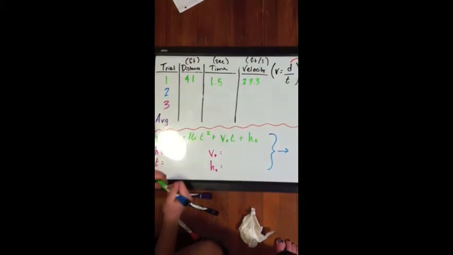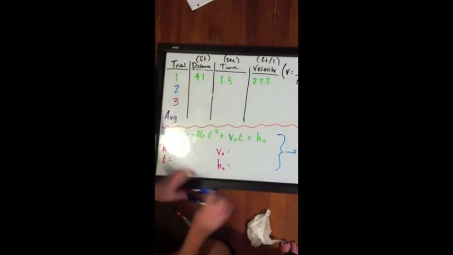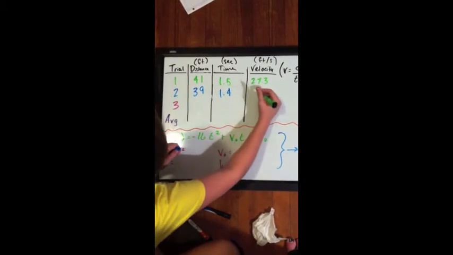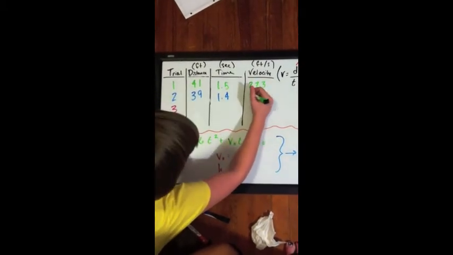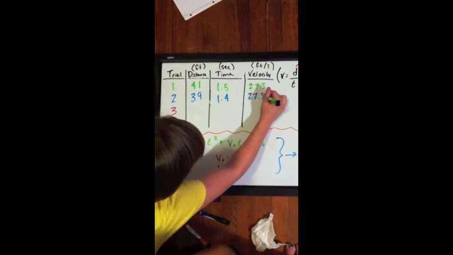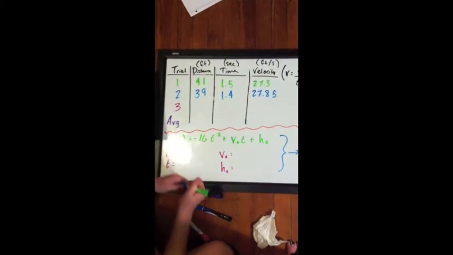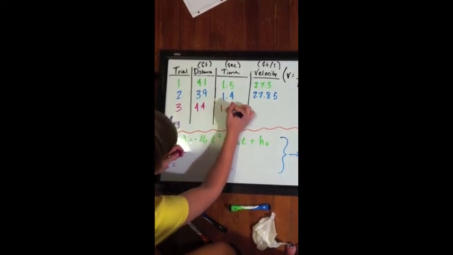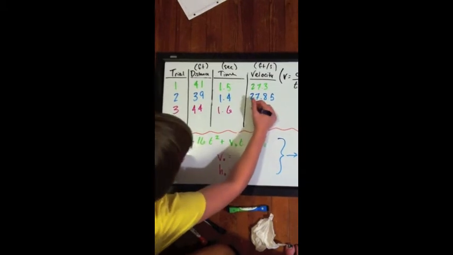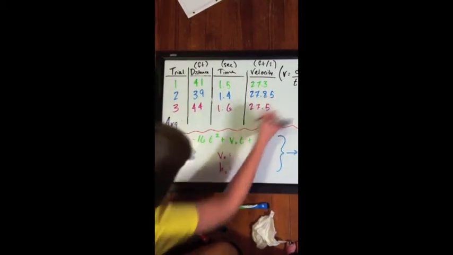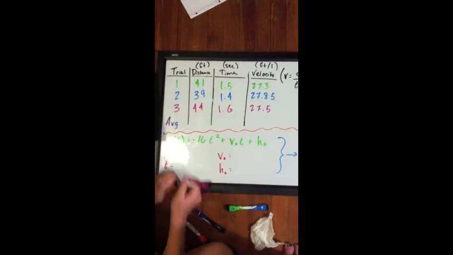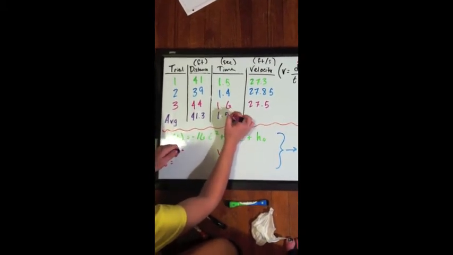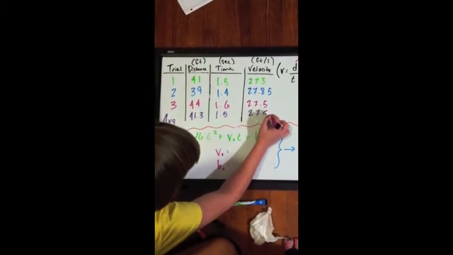For the second trial we had 39 feet in 1.4 seconds, and using the same formula it was 27.85 feet per second. For the last trial, 44 feet in 1.6 seconds at a speed of 27.5 feet per second. Once you average all those out, you get 41.3, 1.5, and 27.55.